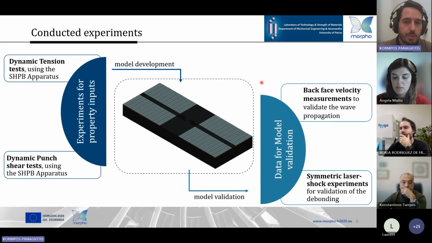To achieve this, various experimental data and results were utilized for the development and validation of the finite element model. Specifically, dynamic punch shear and tension experiments using the split Hopkinson apparatus provided material properties for the 3D woven composite structure. And after that, single and symmetric laser shock experiments were used to validate the results of the numerical simulation at coupon scale.